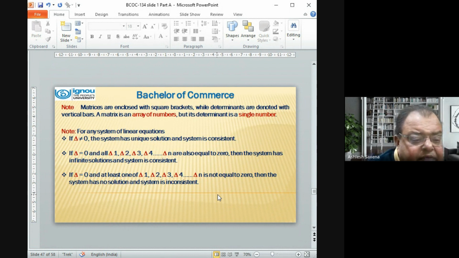If at least one of delta 1, delta 2, delta 3 or delta n is equal to 0, then the system has infinite solutions and the system is consistent. If delta is equal to 0, and at least one of delta 1, delta 2, delta 3, delta 4 is not equal to 0, then the system has no solution and the system is inconsistent.